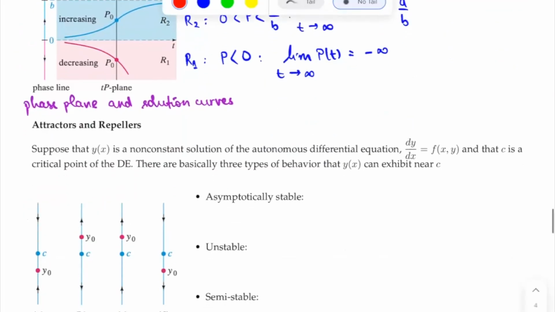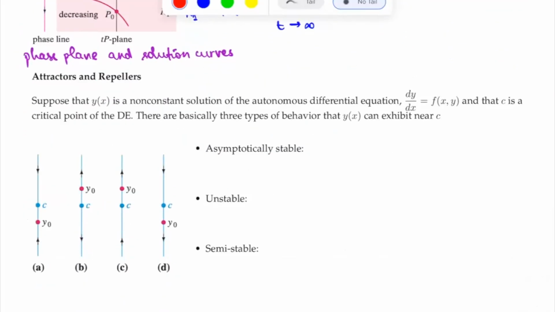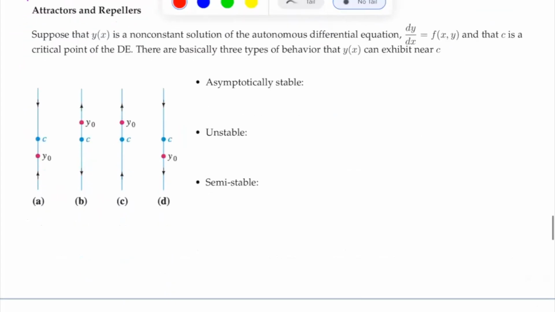Okay, so that leads us to the next topic, attractors and repellers. Now suppose that y of x is a non-constant solution of the autonomous differential equation. Can you fix this one? This should be f of y instead of f of x comma y, because we're considering the autonomous system. You have a non-constant solution to an autonomous differential equation, and c is a critical point of the differential equation. Then you can classify the critical point using these three properties.